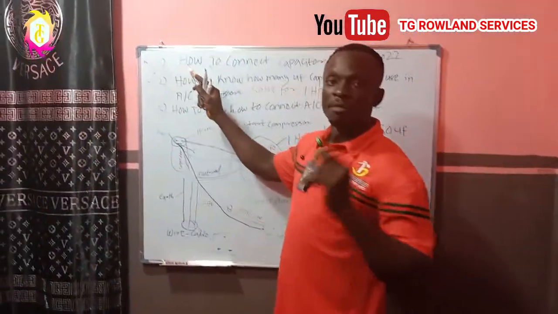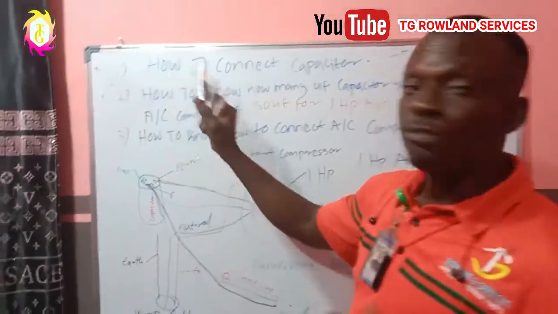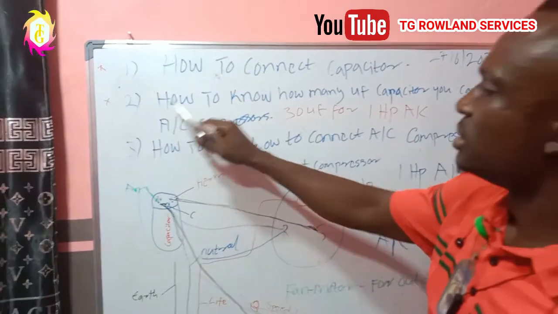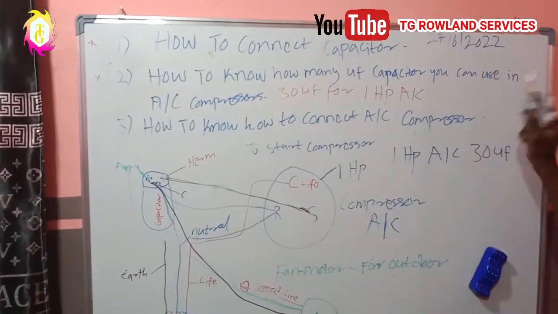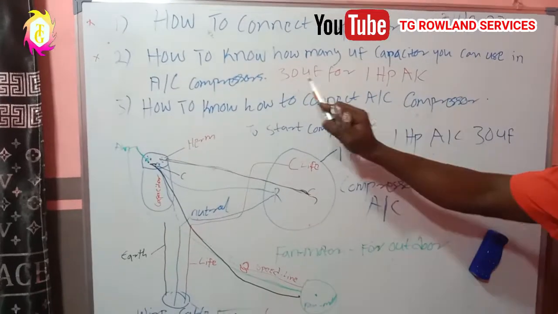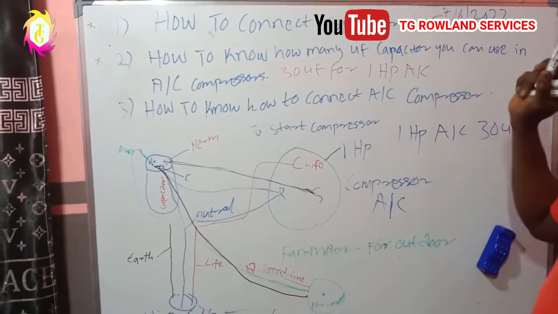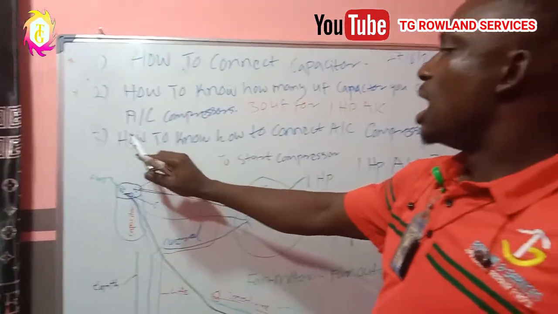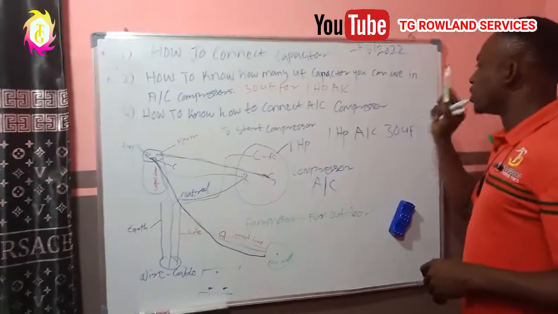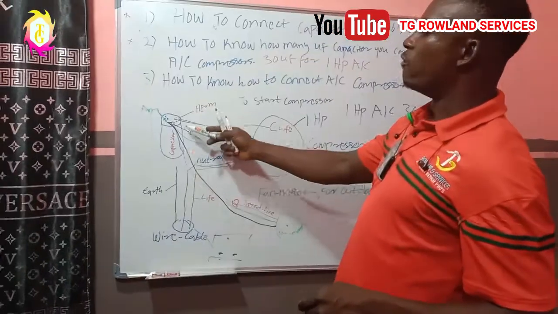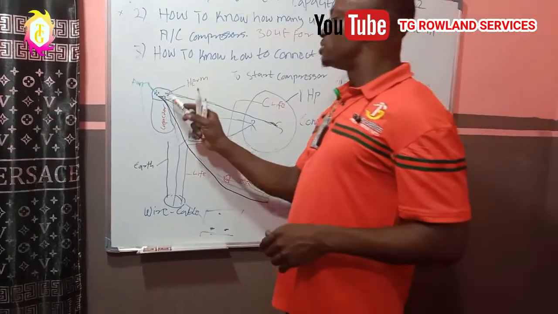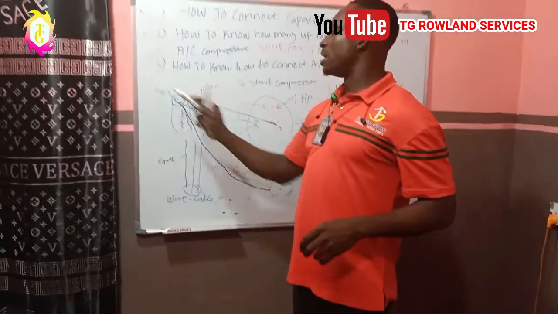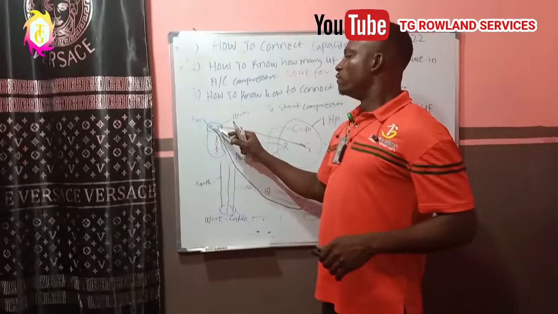To remember what we have explained so far: number one, how to connect a capacitor. Number two, how to know how many UF capacitor you can use in an AC compressor. The answer is 30 UF for a 1 hp AC. The third, how to connect an AC compressor. Now, down here we have the capacitor, and these are the different clips. It has three clips. The other clip there is the fan line. This is ham. And this is furniture.